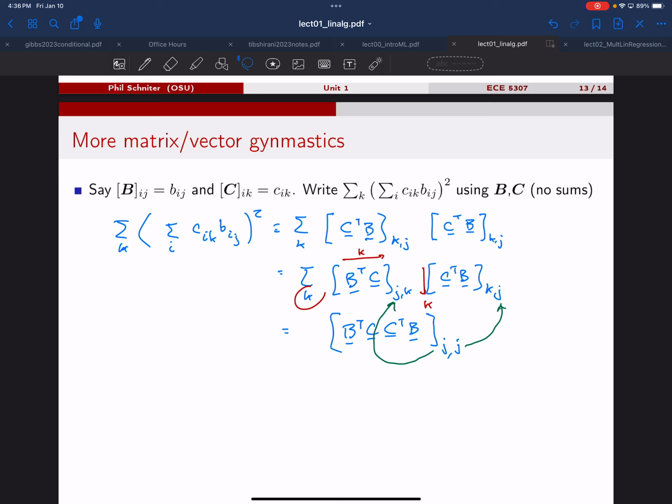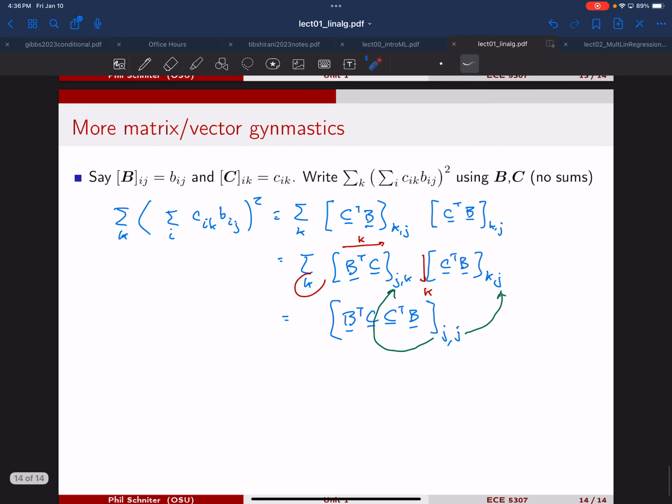Okay, so what we've done in the end is we've written this double sum using those two matrices without any summations. Okay, so things like this will appear a lot over the semester, and our ability to quickly see these things happening makes us understand the deeper meaning of what else is going on in machine learning. But we'll see some examples just later today.